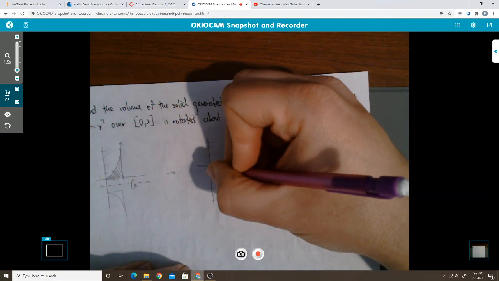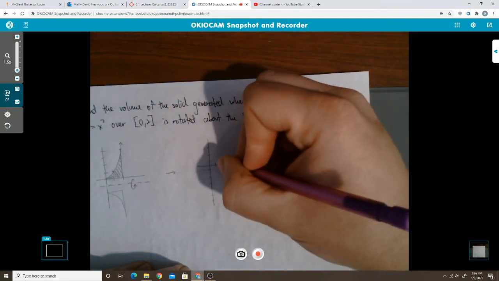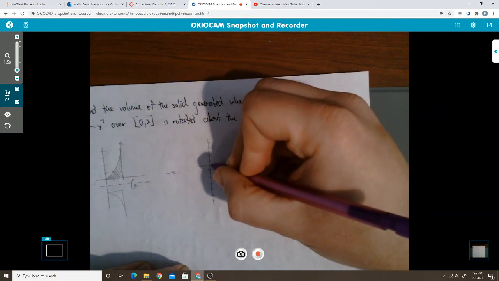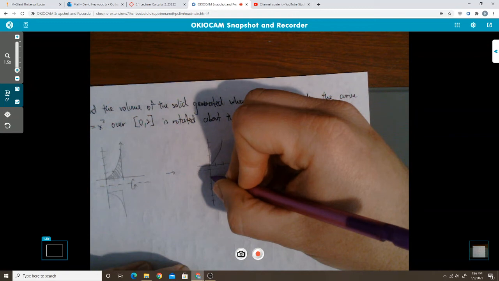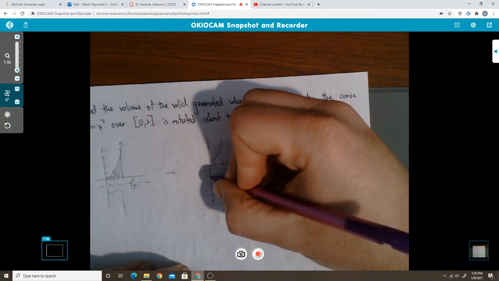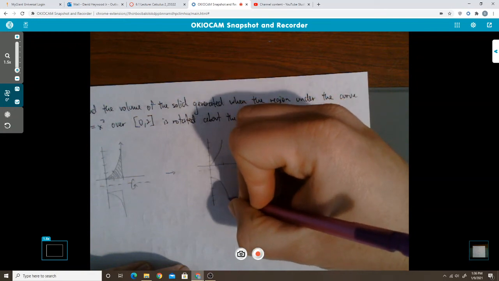So here's my axis of rotation. 1, 2. So I've got this set up there. Then I'm going to have 1, 2, 3, 4. Yeah, this set up here.